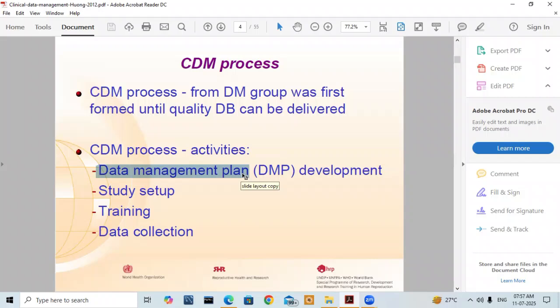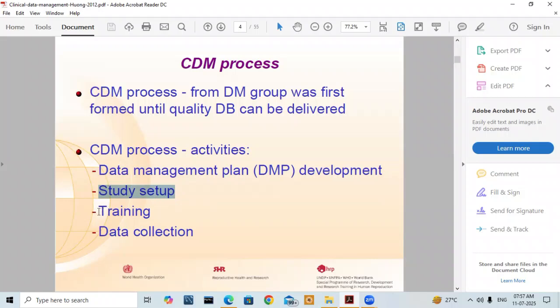Understood? How the data is managed, that is also important, and how the trial will be conducted, that is the protocol. Understood? So next is the study setup. What is required in the study setup? The database setup is there. So many things are there in the study setup.